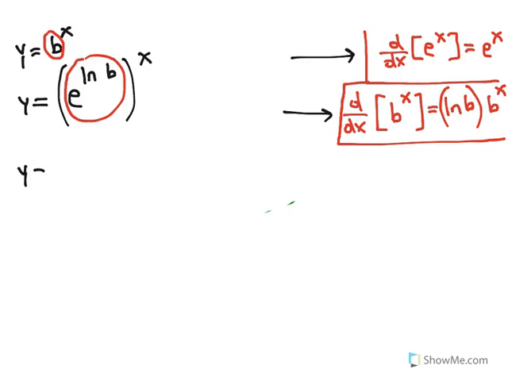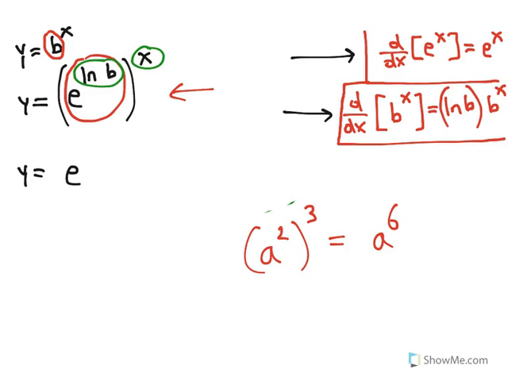So now we will continue rewriting our function. Notice that here you have the power of a power. So for example, if you have a squared to the third, you can multiply the exponents and get a to the sixth. So we're going to do that with what we have here. We can multiply our exponents and we will get e to the natural log of b times x.